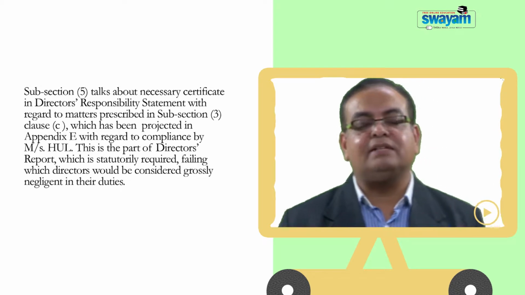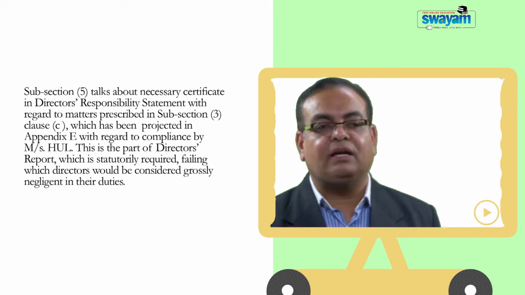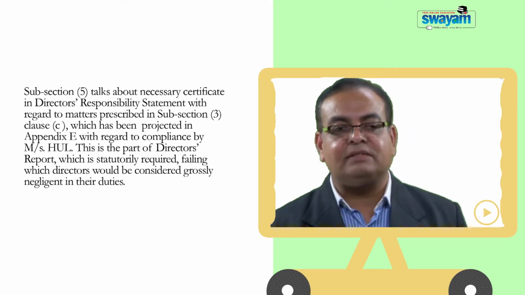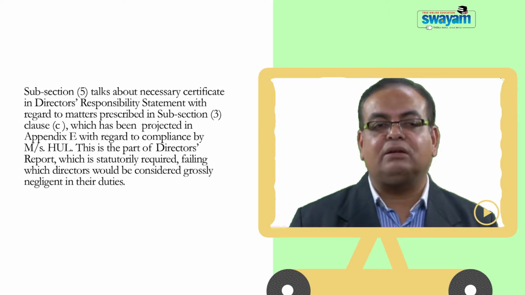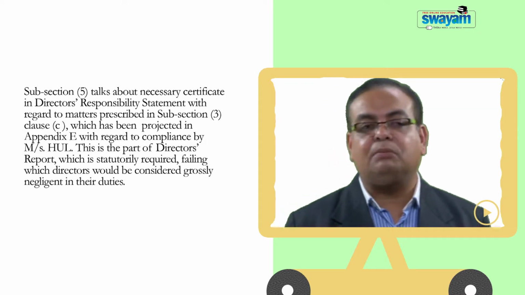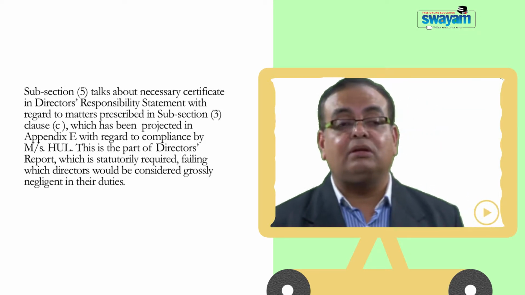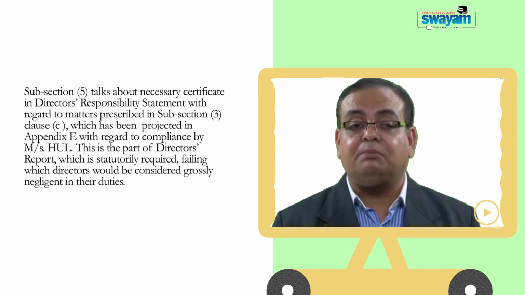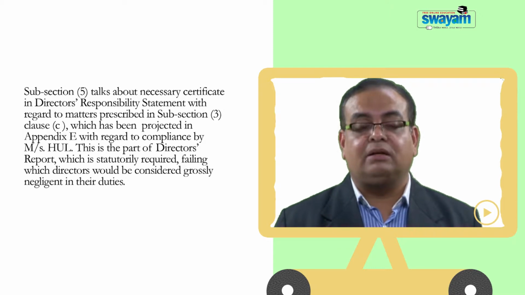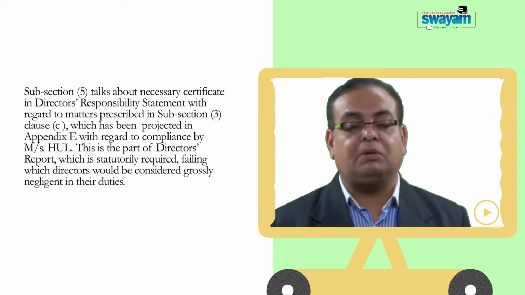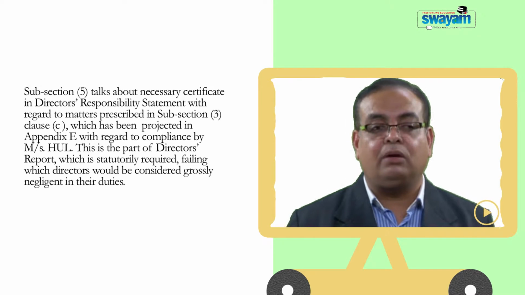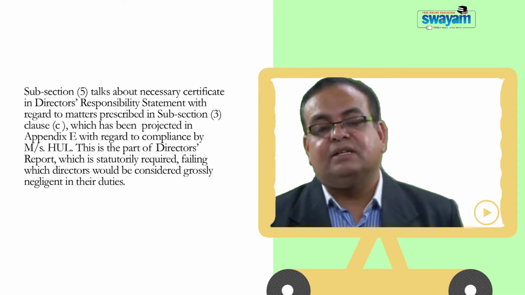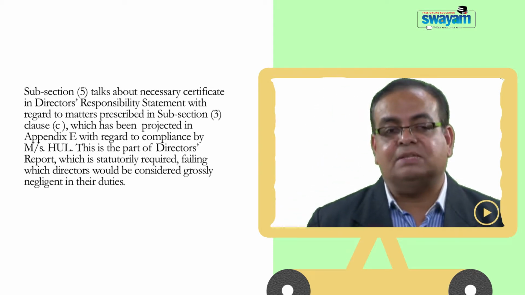So in that case, suppose something is noted subsequently that they have changed the policies, or they have followed a wrong practice which is not prescribed by the accounting policies, which is not complying to accounting policies, then in that case how is the law going to catch the directors? So based on the certificates, because directors themselves write that everything is okay, everything is correct, like they have consistently followed. So this particular subsection talks about necessary certificates given by the directors in the directors responsibility statement.